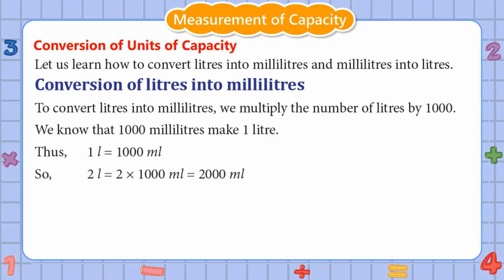So, 2 liters is equal to 2 multiply 1000 milliliters. It is equal to 2000 milliliters. 3 liters is equal to 3 multiply 1000 milliliters. It is equal to 3000 milliliters and so on.